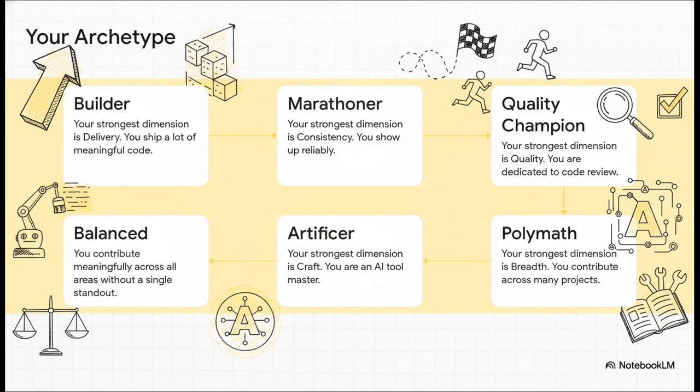You're that steady, reliable force on the team. High quality makes you a quality champion. If you have high breadth, you're a polymath. And of course, if you've mastered those AI workflows, you're an artificer. Or hey, maybe you contribute meaningfully across the board, which makes you balanced. It's just a great way to understand and talk about your unique strengths.